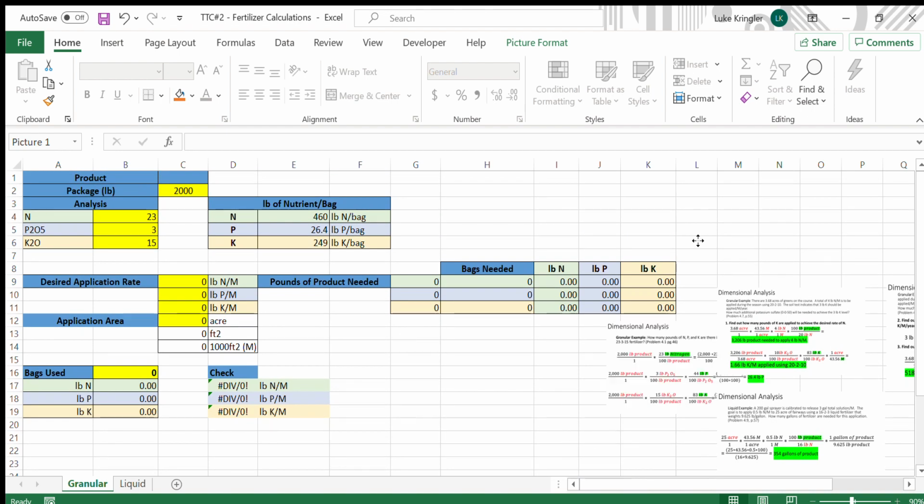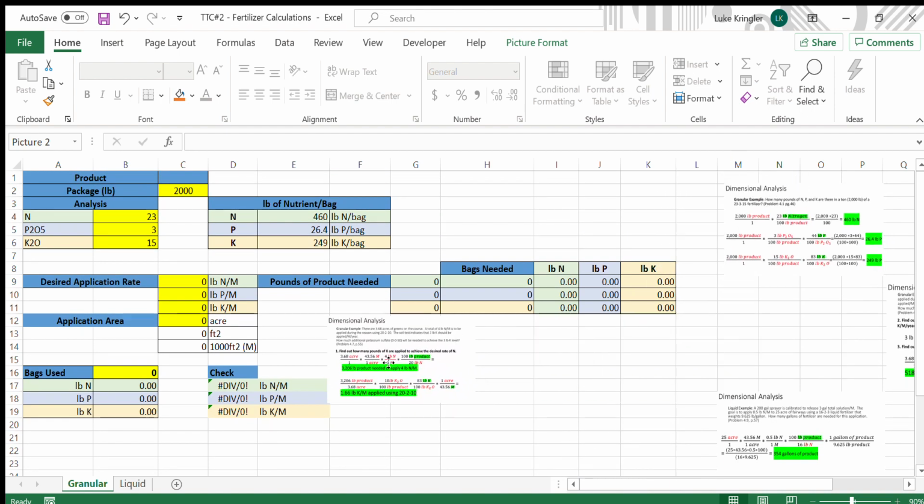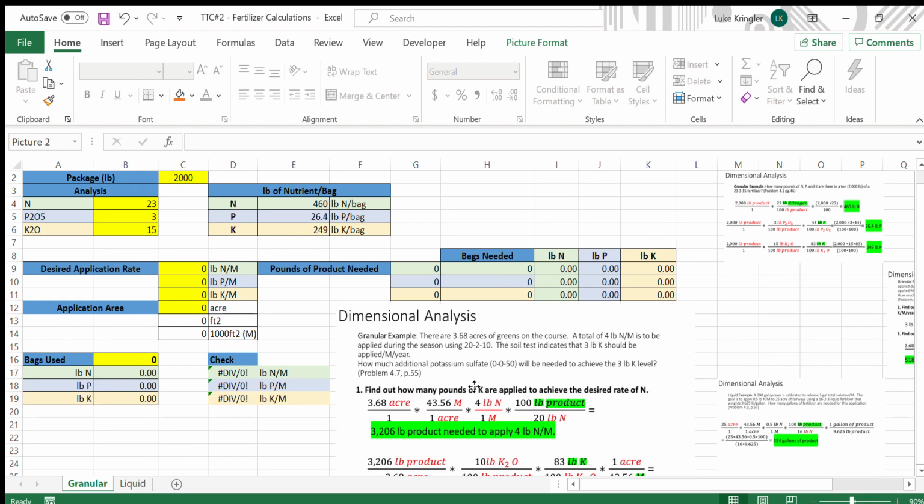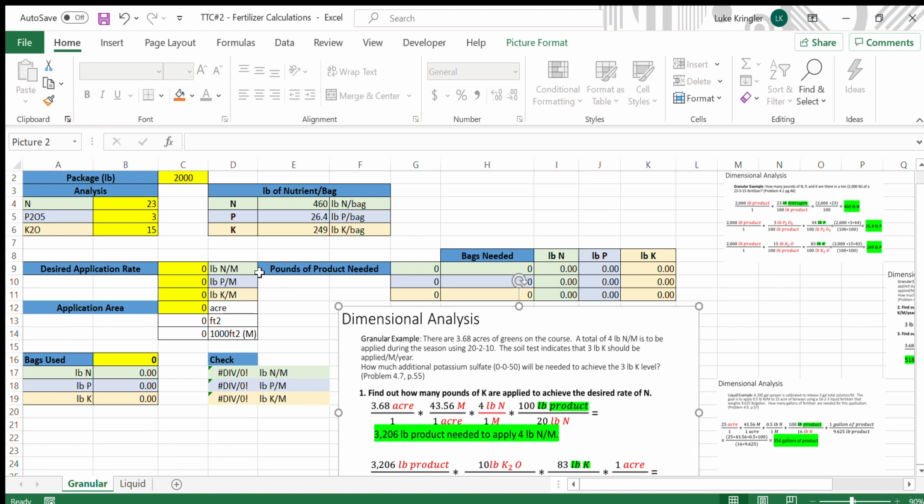All right, so now we're going to get a little more complex here with another granular problem. And this is problem 4.7 from the Mathematics of Turfgrass Management textbook. And we see here, there's a little manipulation that I made, but there are 3.68 acres of greens on the course, a total of 4 pounds of nitrogen per 1,000 feet squared. I use an M to indicate 1,000 feet squared units. All right, so if you see an M, that is shorthand for 1,000 feet squared.